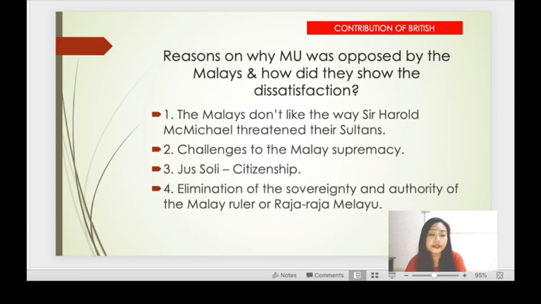Meanwhile, for number four, the elimination of the sovereignty and authority of the Malay ruler or Raja-Raja Melayu. So this point is very straightforward. Okay, next one, next slide. Next one.